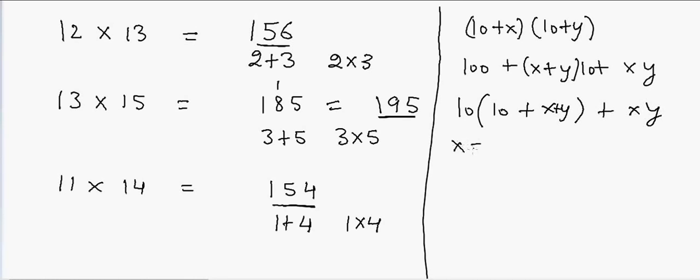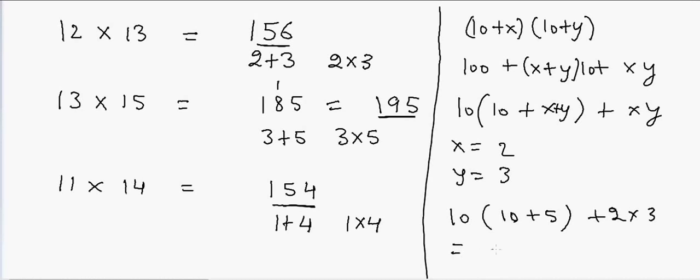So if x is equal to 2 and y is equal to 3, you can see it will be equal to 10 into 10 plus 5, plus 2 into 3. So that will give me 15 and then 6. So it will go to the 10th place. That's how this trick works.